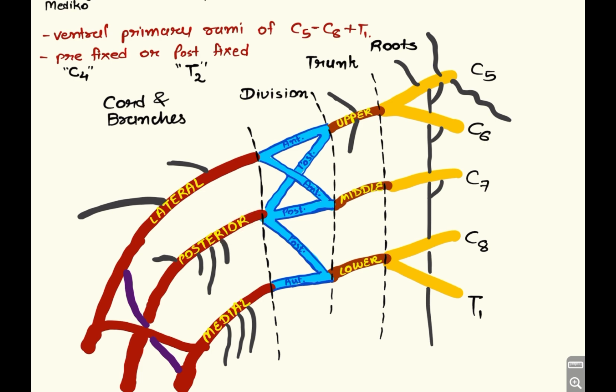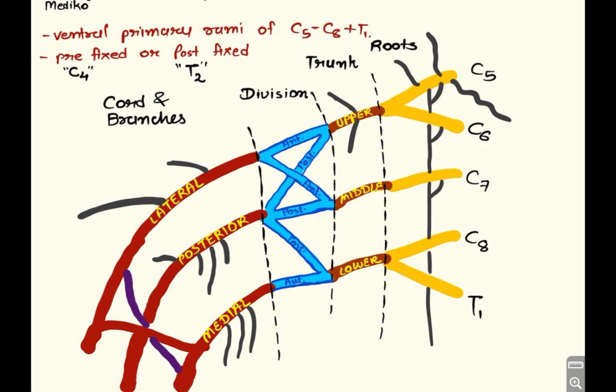So we have roots, trunks, divisions, cords and branches. The lateral cord is formed by the anterior divisions of the upper and middle trunk, okay? The medial cord is formed by the anterior division of the lower trunk, and the posterior cord is formed by the posterior divisions of all the three trunks, right?